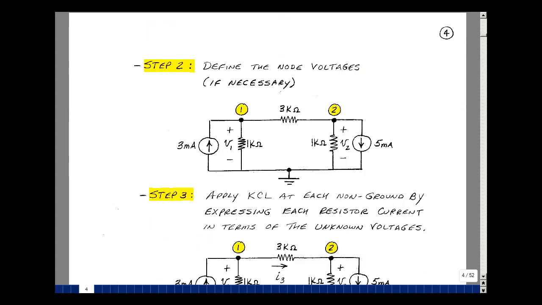Step 2 is to define the node voltages if you need to. In this case, they weren't specified. I'll call this node number 1, and this node number 2, although you can call them anything you want to, as long as once you do that, you stay with it.